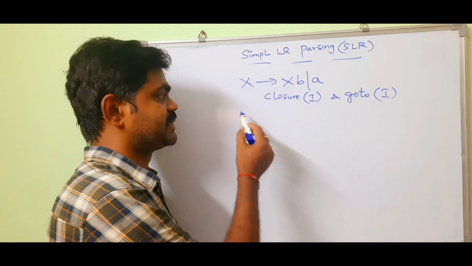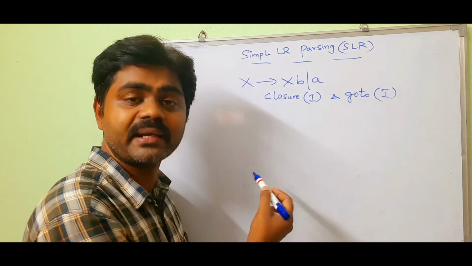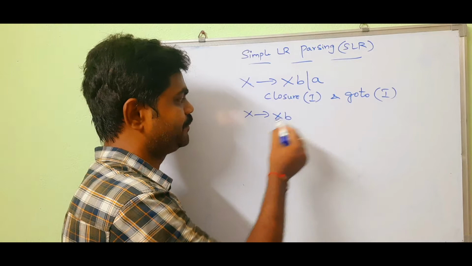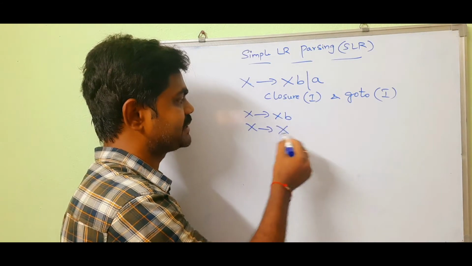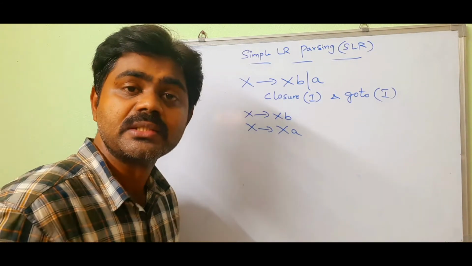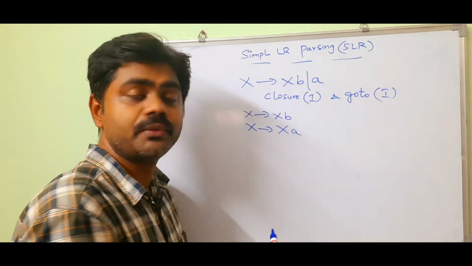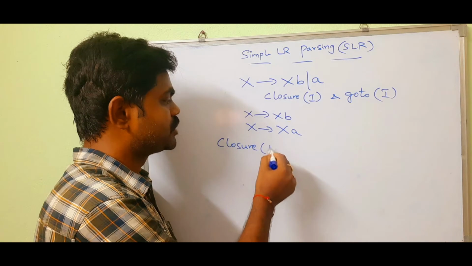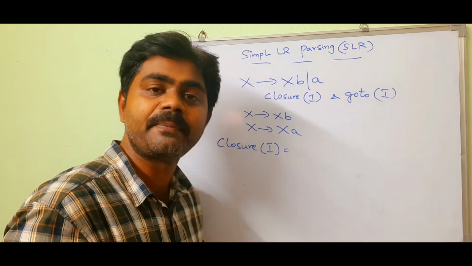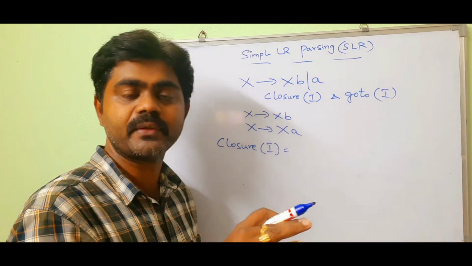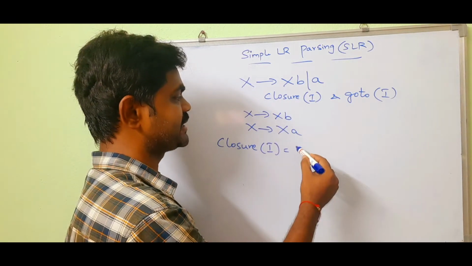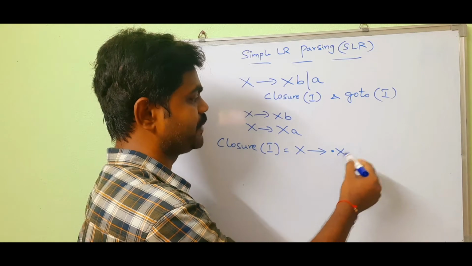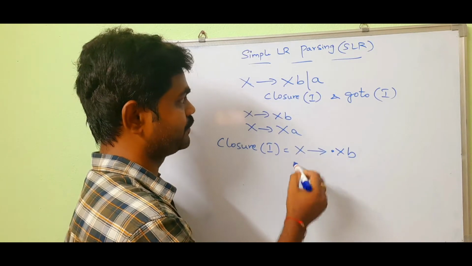Right. So first let us divide our grammar into two: X tends to Xb, X tends to Xa. So I have divided my grammar into two. Now closure of I. What I said is that closure of I is nothing but placing the dot before. Here my production is X tends to Xb, so placing the dot here, dot Xb, and what is my other production?